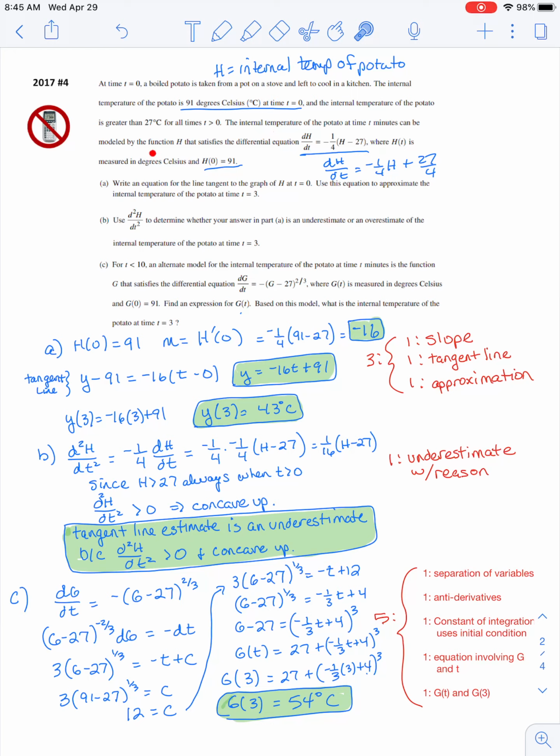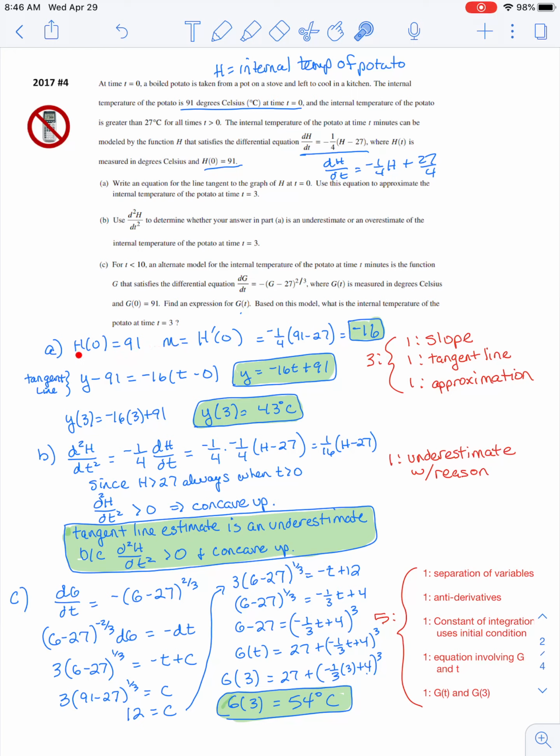greater than 0. The internal temperature of the potato at time t minutes can be modeled by the function h that will satisfy the differential equation dh/dt equals negative 1/4 (h minus 27), where h of t is measured in degrees Celsius and h of 0 is 91. We're going to write an equation for the line tangent to the graph of h at t equals 0. Use this equation to approximate the internal temperature of the potato at time t equals 3.